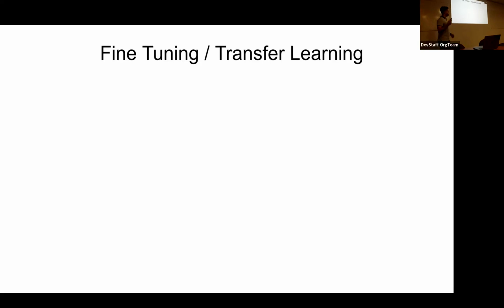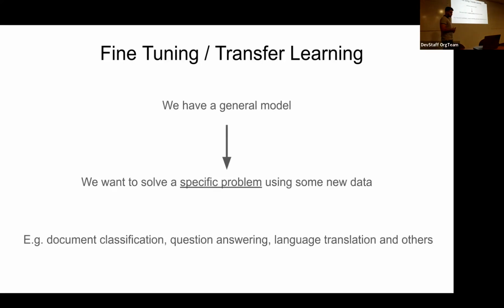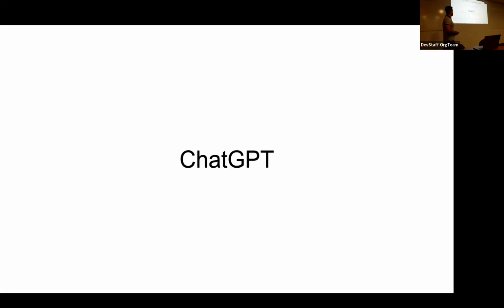What does fine-tuning and transfer learning mean? It means that we can have a general model, like the one I explained before, and we can use our own data in order to solve a specific problem, a specific task that we have. And this has shown to have very good results. Some examples of where this might apply are document classification, question answering, language translation, and others.